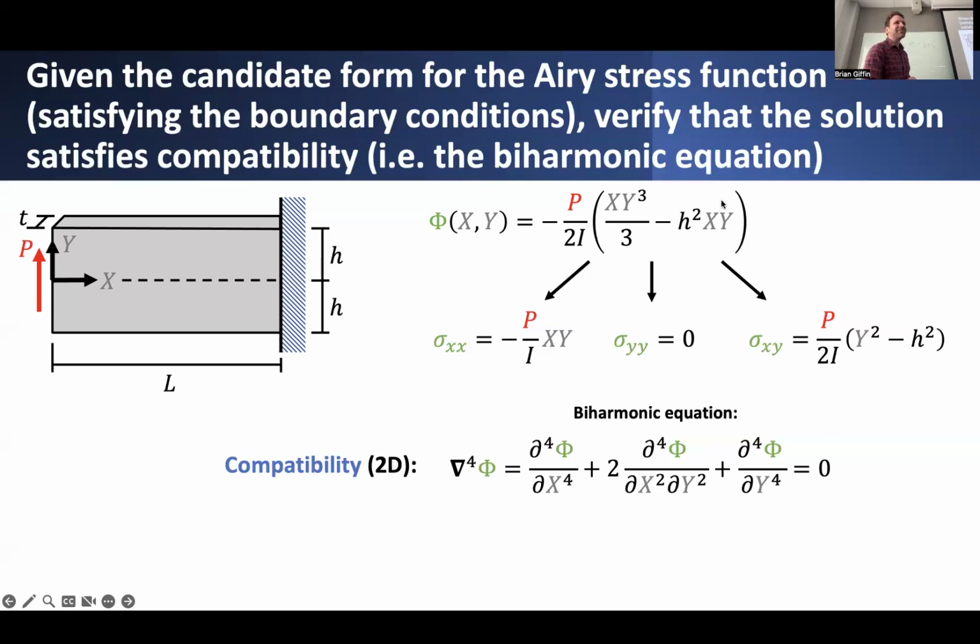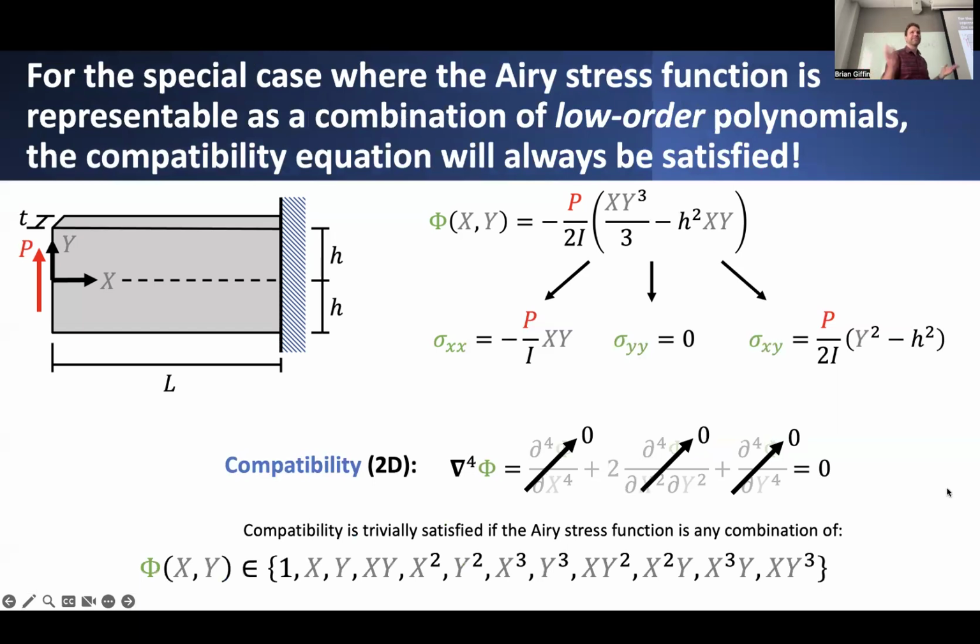Take the fourth order derivative with respect to x, there's no terms involving x to the fourth, so that's zero. Same thing, if I take fourth order derivative with respect to y, there's no y to the fourth term. And there's no mixed term that says x squared, y squared. So the second mixed partial derivatives with respect to x squared and y squared goes away. And I trivially satisfy my compatibility requirement.